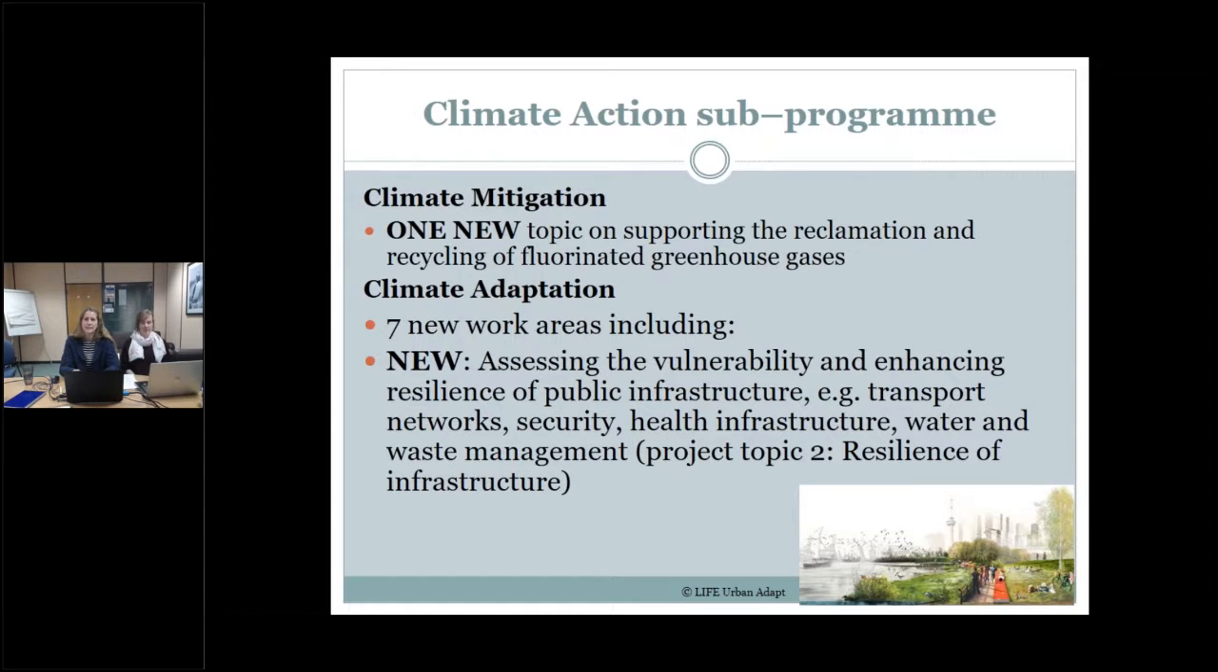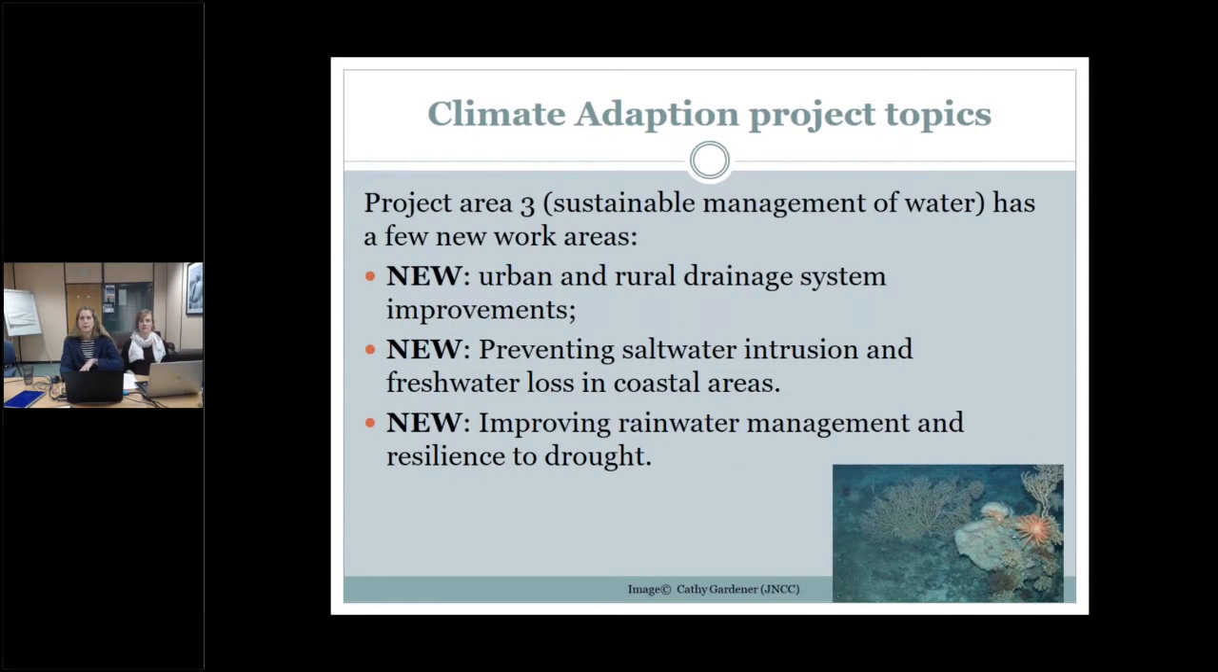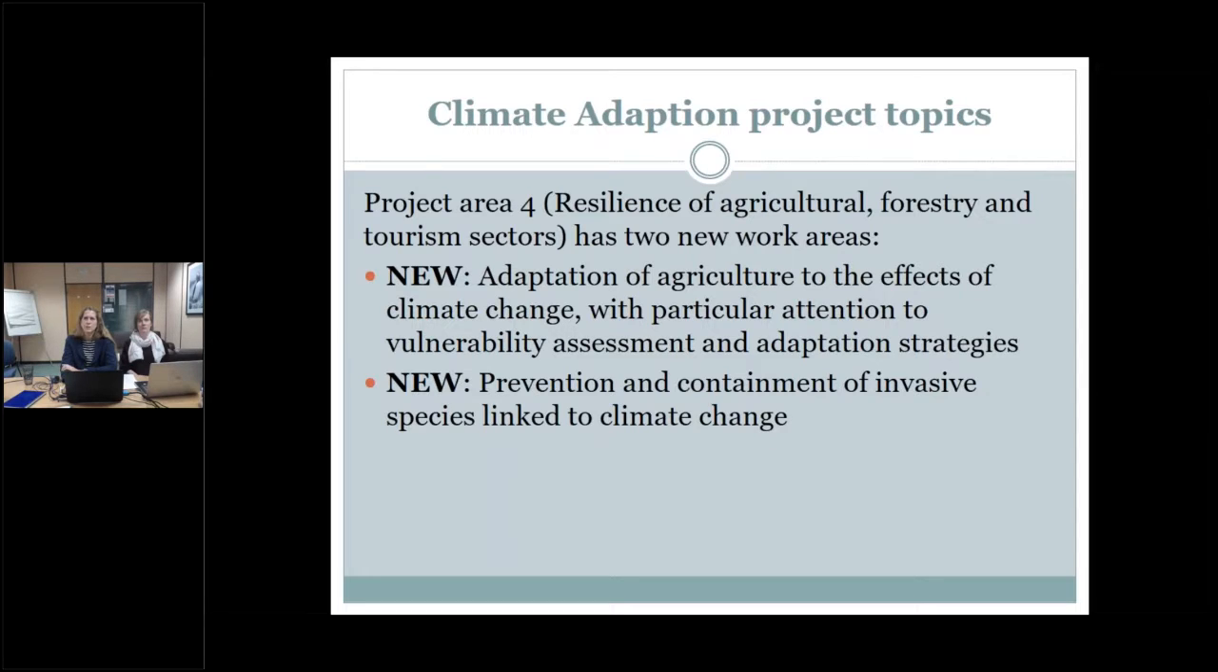Seven new project topics were introduced to the climate adaptation strand, including assessing the vulnerability and enhancing resilience of public infrastructure, for example, transport networks, security, health infrastructure, water, waste management. That's all under project area 2, resilience of infrastructure. Under project policy area 3, 3 new project topics have been included, including the urban and rural drainage system improvements, preventing saltwater intrusion and freshwater loss in coastal areas, improving rainwater management and resilience to drought. So these are the 3 new project topics included under sustainable management of water.